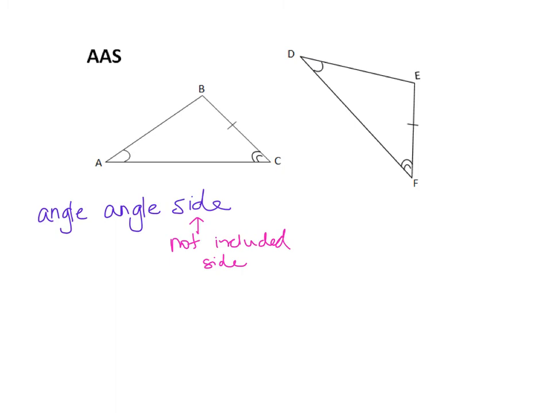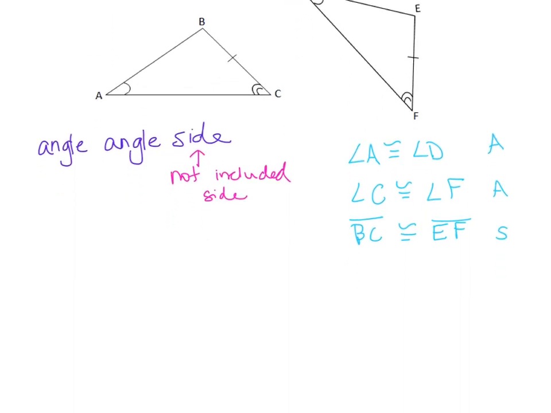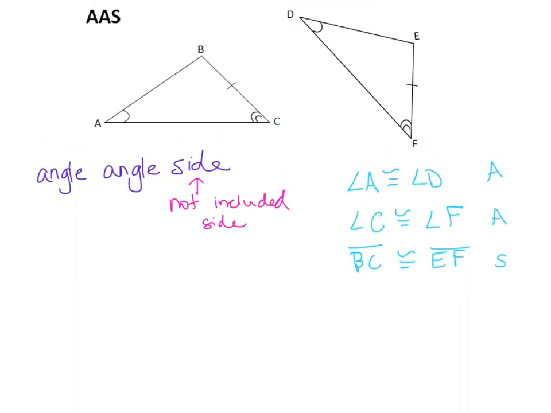All right, so let's look at our congruencies. List them off. We've got angle A is congruent to angle D, so I'm just matching up those marks. We also have angle C is congruent to angle F. So there's our angle, angle, and then which sides are congruent? We've got BC is congruent to EF. So here's your angle, angle, side. If you have an angle, angle, side combination, you can say that your triangles are congruent.